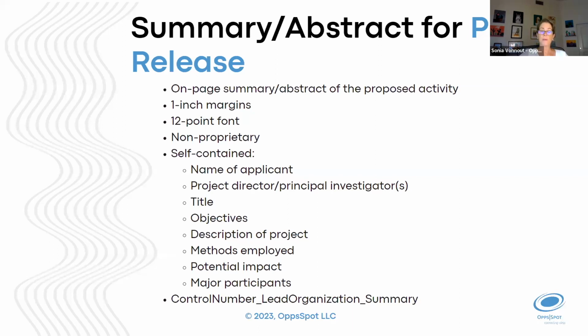But just in case, if you haven't submitted your concept paper yet, make sure that you have something non-proprietary written for that summary abstract, because this becomes public. And these are the requirements: 1 page, 1-inch margins, 12-point font, non-proprietary, and it has to be self-contained. It's got to stand on its own.